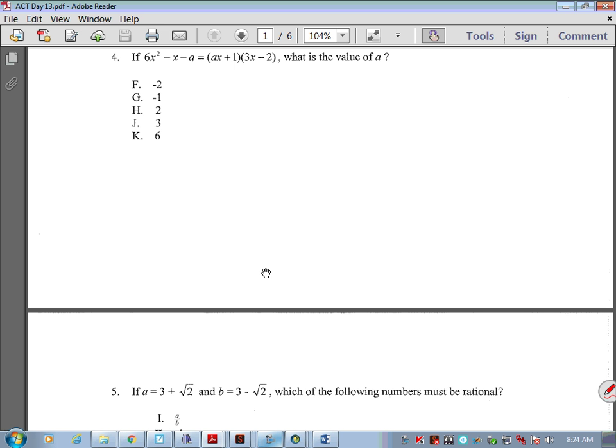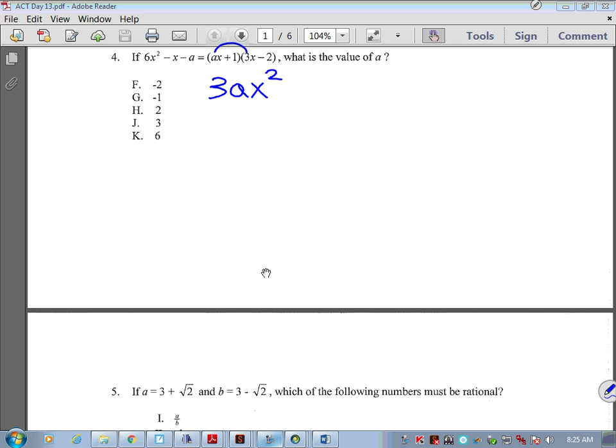Okay. All right, if 6x squared minus x minus a equals ax plus 1 times 3x minus 2, what is the value of a? Keep in mind, all we want is just the value of a. We don't need the value of x, okay? So the first thing that I would do is go ahead and FOIL, because it's a foiling question, right? Now, granted, on the actual ACT, they're not going to tell you, hey, this is a foiling question. The first thing we want to do is, what is ax times 3x squared? Let's do it as 3ax squared.